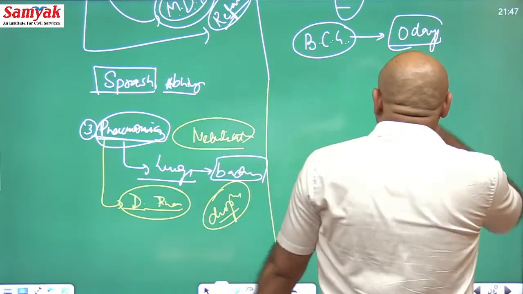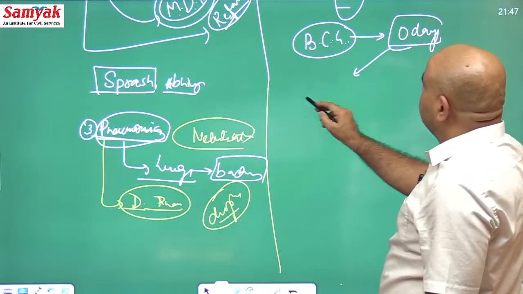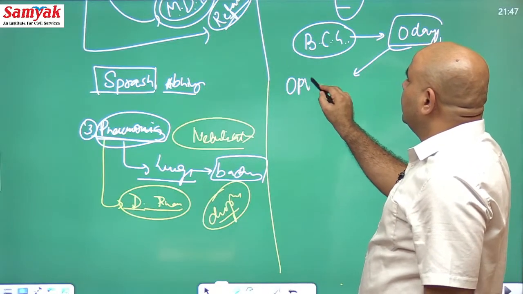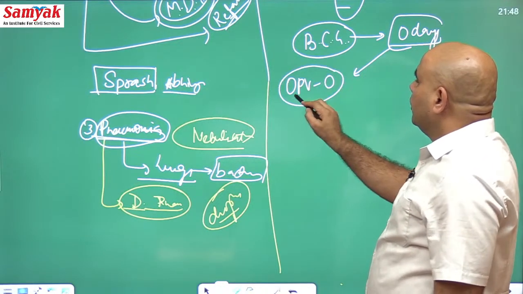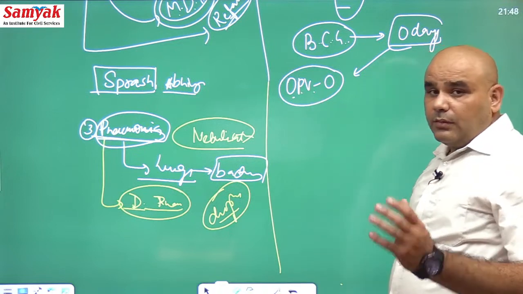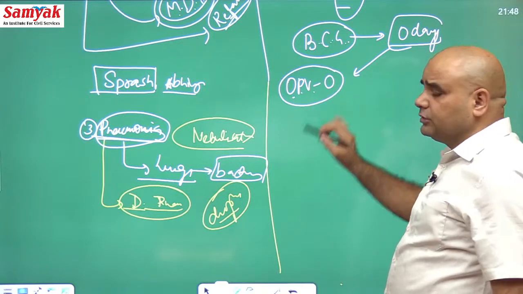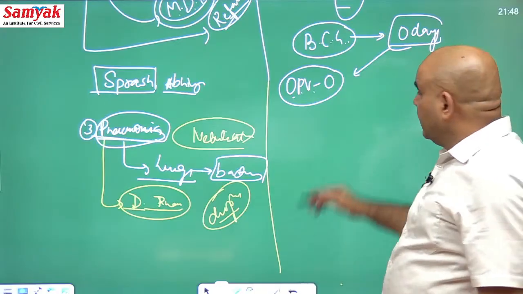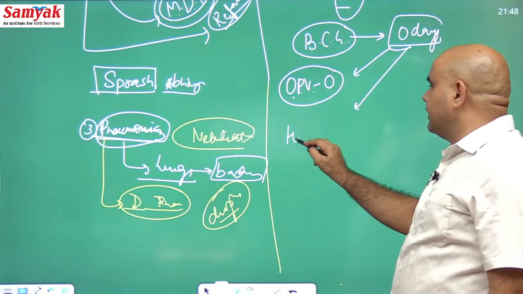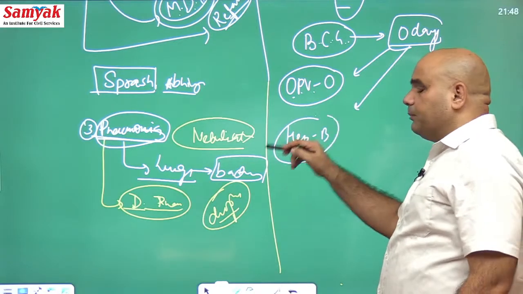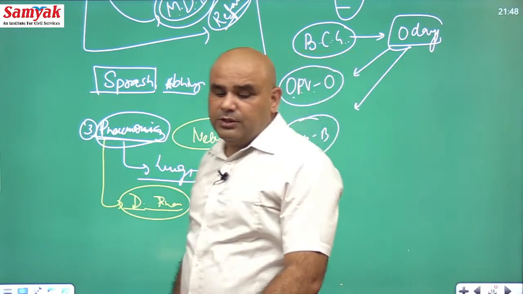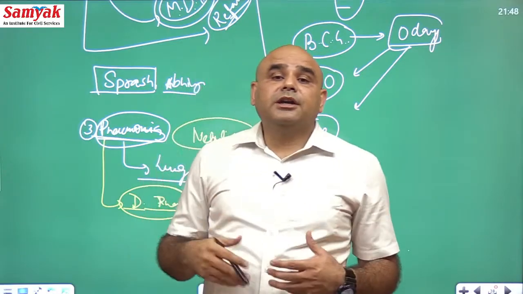Now, one more thing you have to remember, when the patient is 0 days, he is also provided with OPV0, oral polio vaccine. 0 means 0 days baby. And one more dose is given, that's Hep B vaccine. Now, Hep B vaccine is going to save the baby from hepatitis B infection.